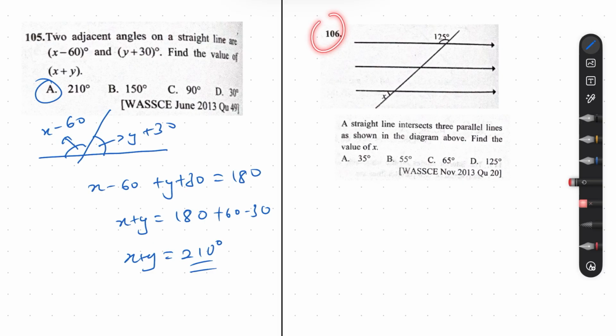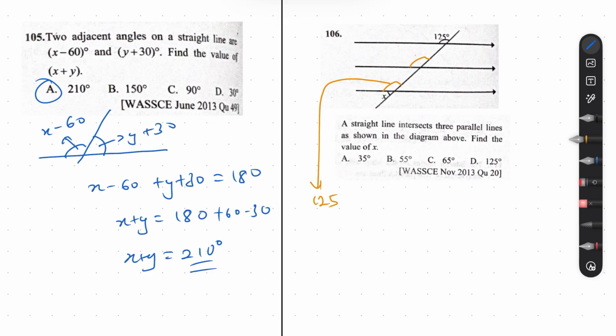Question 106 says we should find the value of what? X. So we are trying to find this value right here. Now, to find this value, we know that these lines are parallel, and then these cross all of them and intersect them. So we're going to have corresponding angles, right? So this angle here corresponds to this angle, which corresponds to this angle right here. Okay? So let's see. It corresponds to this angle, and also corresponds to this angle.